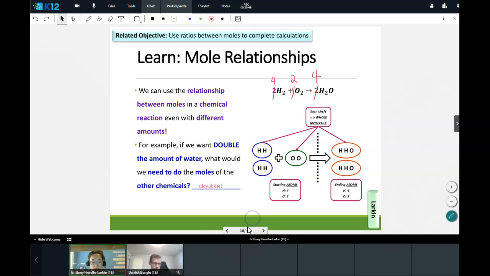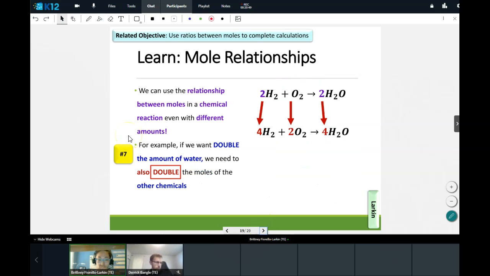Beautiful. All right, so let's go ahead and fill this in for number 7. To double the amount of water, we need to also double the amount of moles of the other chemicals. Fill in the blank with the word double, only the word double. Spell it correctly, but capitalization does not matter. Spelling does, capitalization does not. 20 seconds to raise your hands.